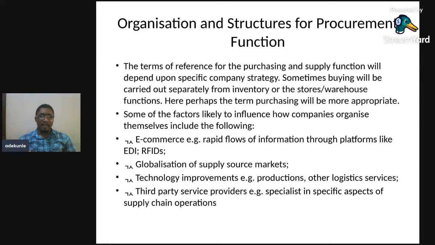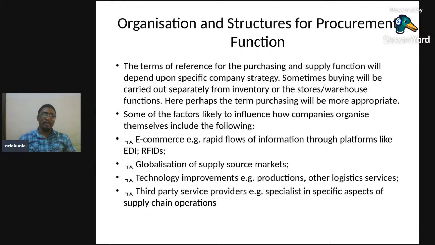Of course, you look at the structure of the procurement function. Now, in terms of the purchasing and supply function, it will actually depend on the company strategy. Sometimes it depends on the kind of buying that is carried out within the organization, from their inventory or their store or their warehouse function. But when you look at the terms of purchasing, it will be more appropriate to actually define the core function where the buying is taken from, for you to get the structure done.